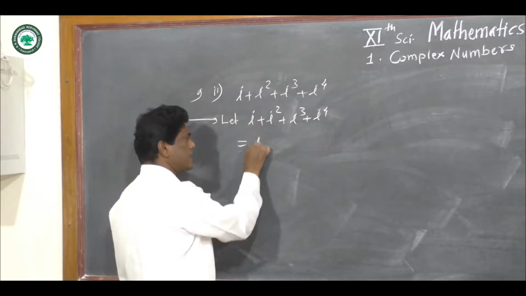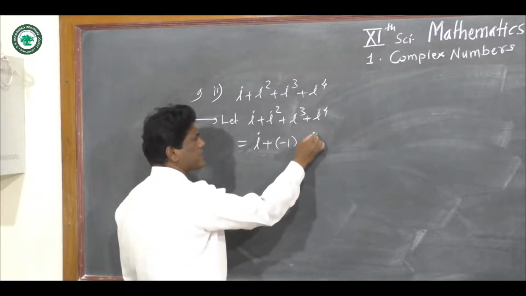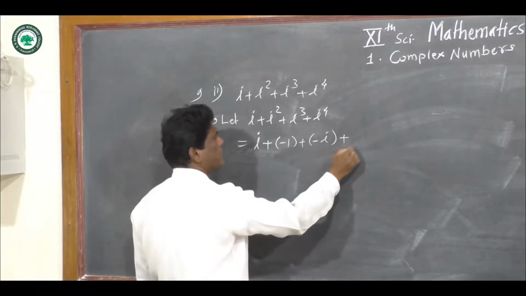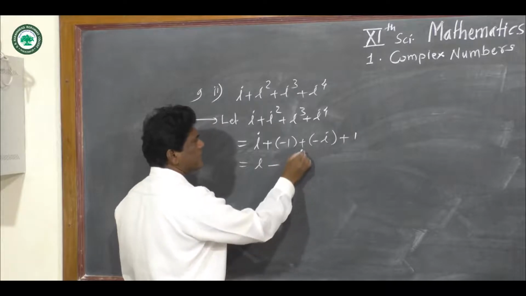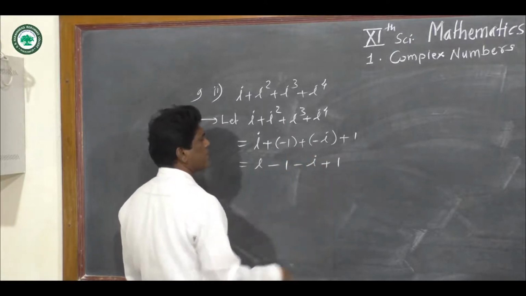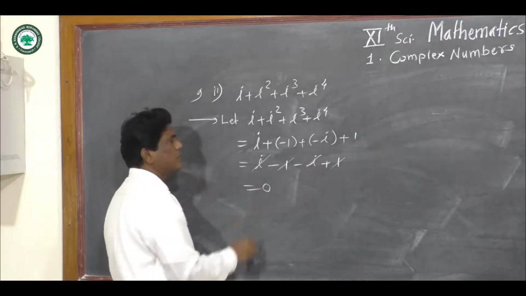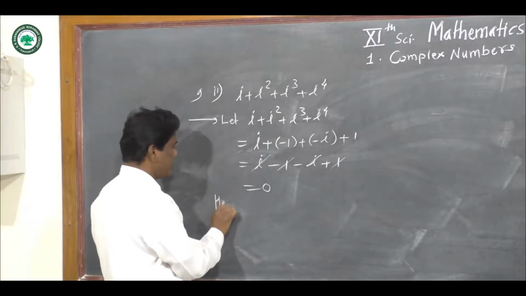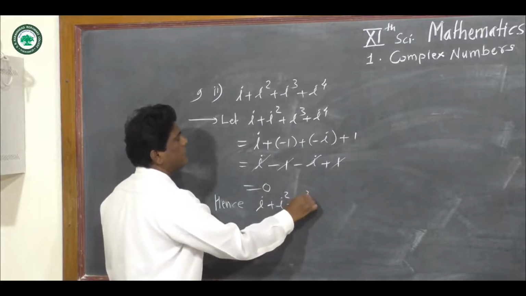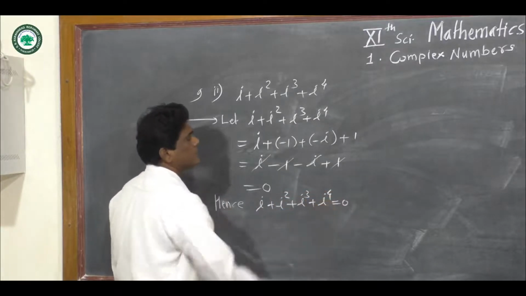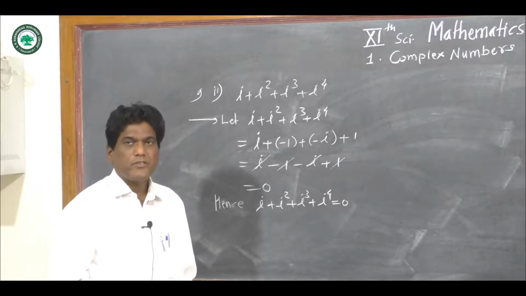So put i as it is. i² we know is minus 1, plus i³ is minus i, and plus i⁴ is 1. So here it is i plus minus 1, minus i, and plus 1. The plus i and minus i get cancelled, minus 1 and plus 1 get cancelled, so the value is 0. Hence i + i² + i³ + i⁴ is equal to 0. Now we have completed question 9.